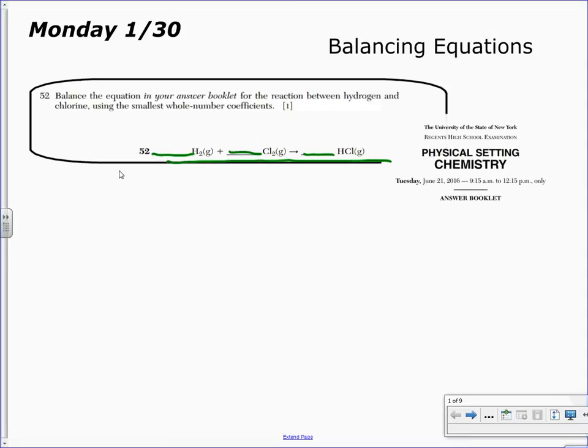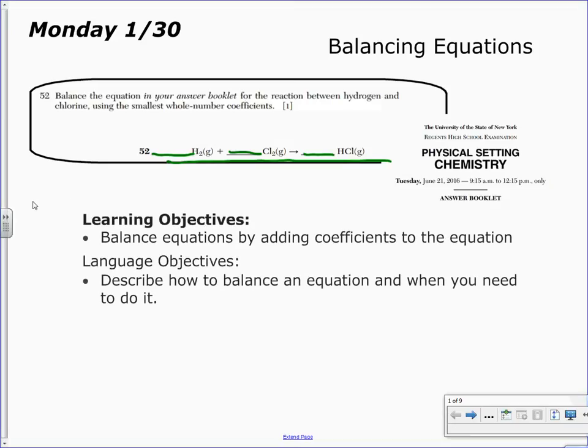The kids who took this class last year faced this question as question number 52 on last June's Regents exam. Your goals for today: you want to be able to balance equations by adding in coefficients, and coefficients, just like in math class, are the numbers you add in front. Your language objective is to describe how to balance an equation and when you need to do it.